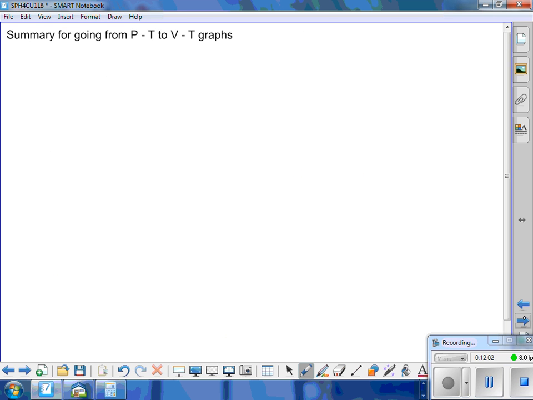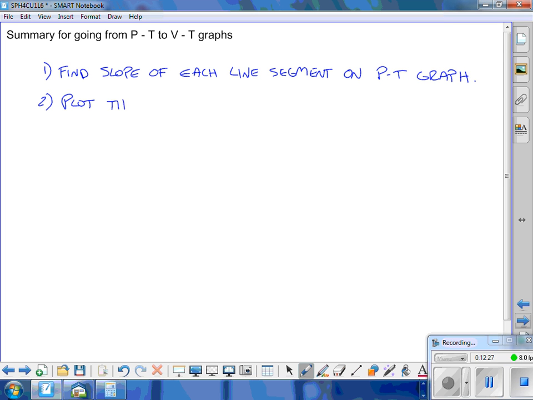So the summary from PT to VT: step 1, find slope of each line segment on the PT graph. Step 2, plot the slope on the VT graph. All right, that's it. That's all that's expected when you go from a PT to a VT.